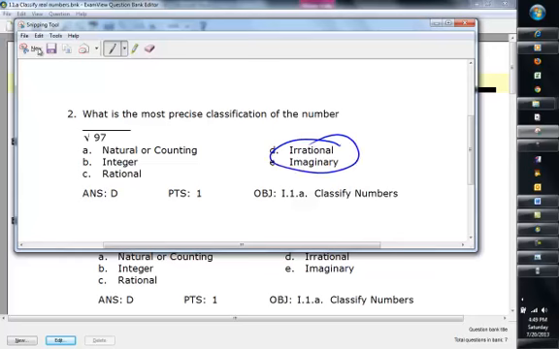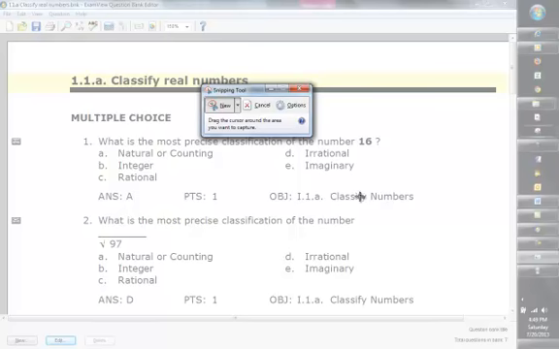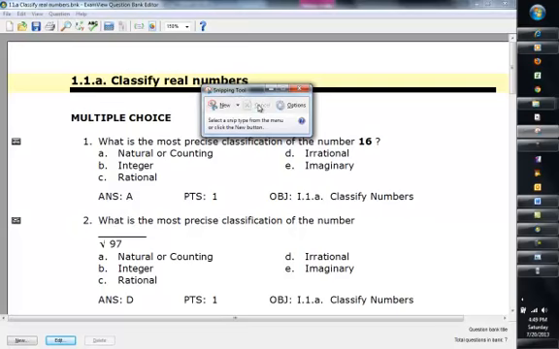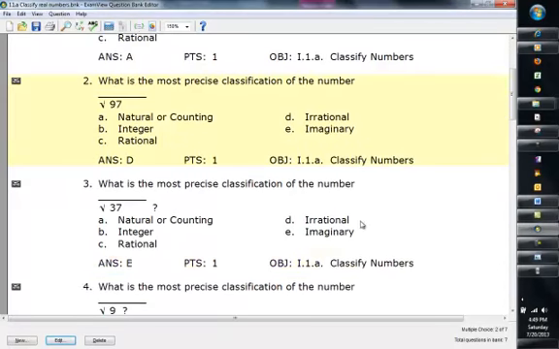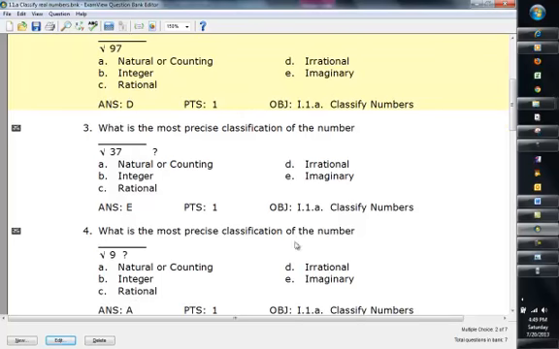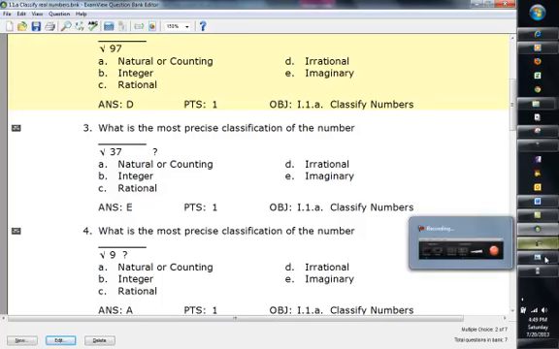Next one. Oops. Here we go. Let's see here.